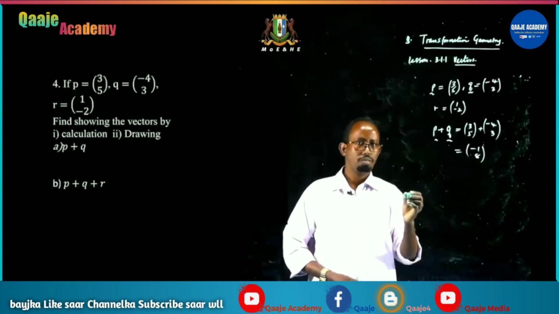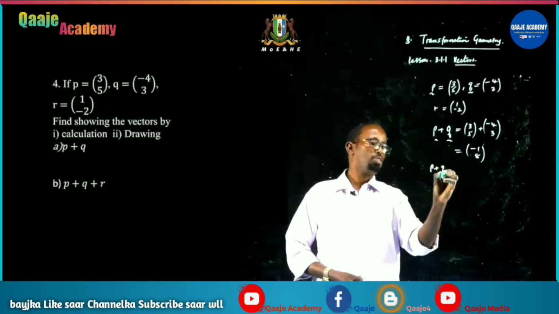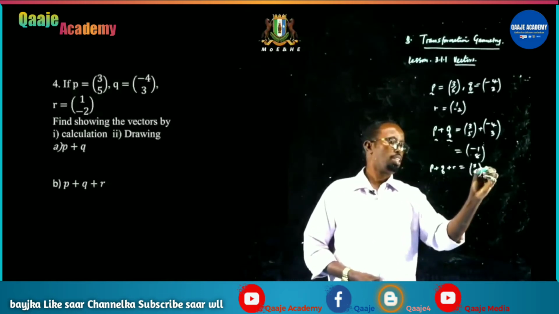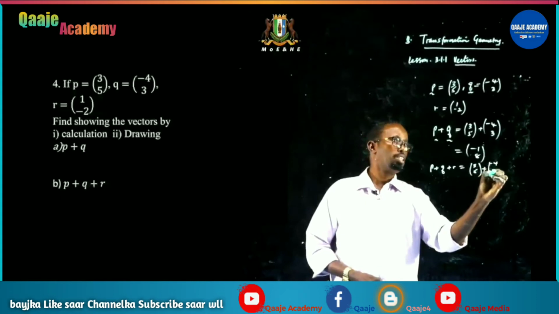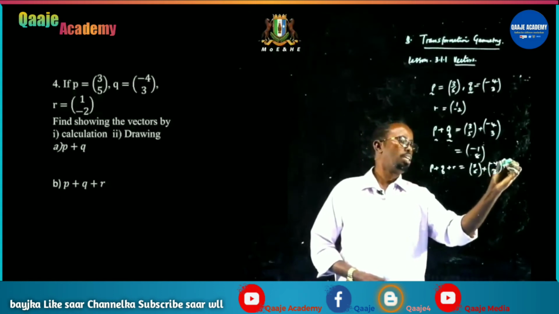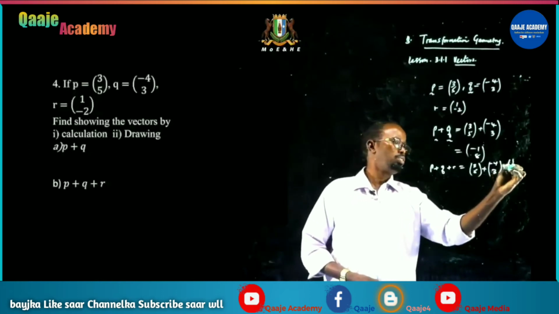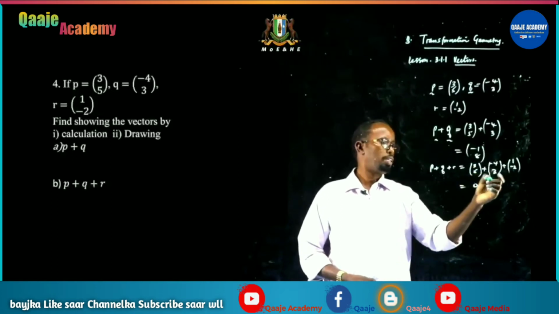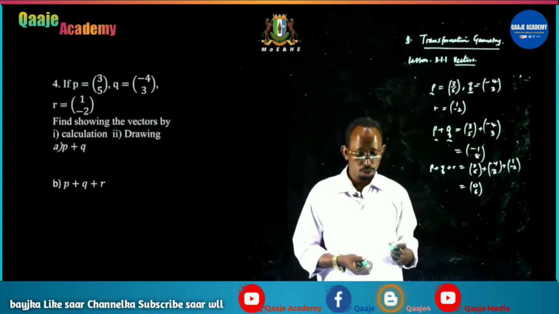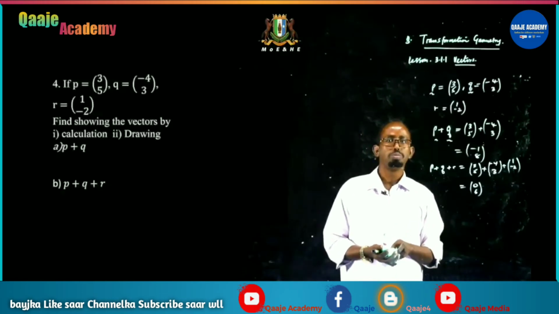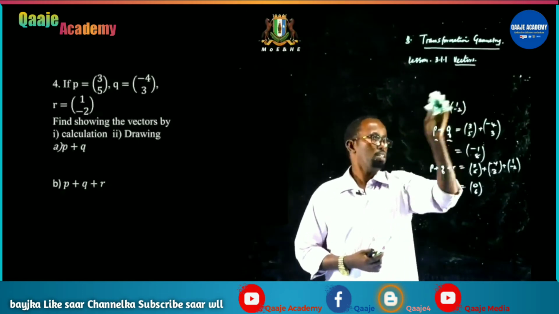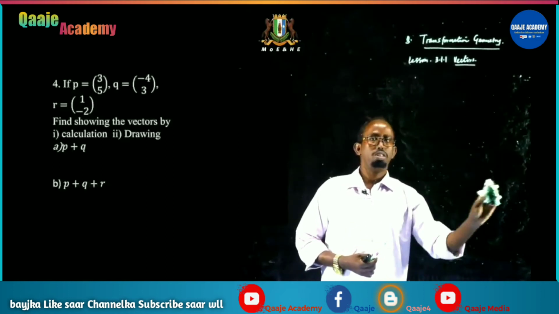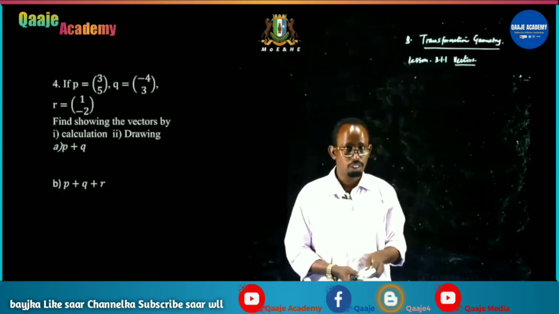The next one is P plus Q plus R. P is (3, 5), Q is (-4, 3), and then R is (1, -2). So this will be -1 plus 1, that one becomes 0, and 8 minus 2 is plus 6. So that is P plus Q plus R, by calculation. And you still get the same if you draw it.